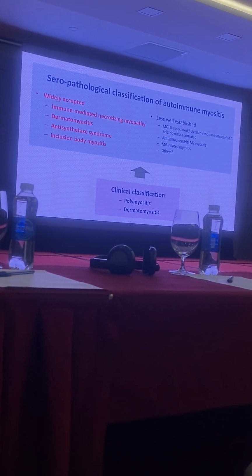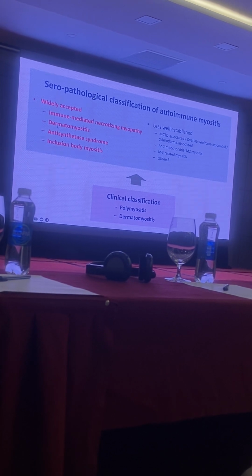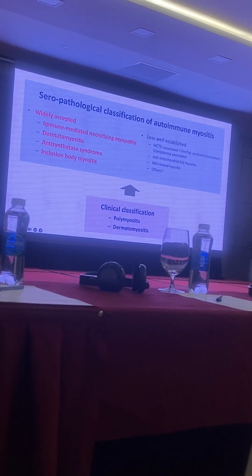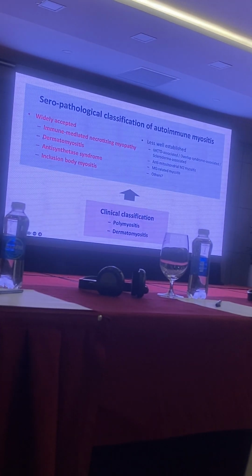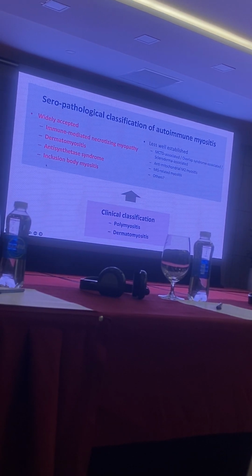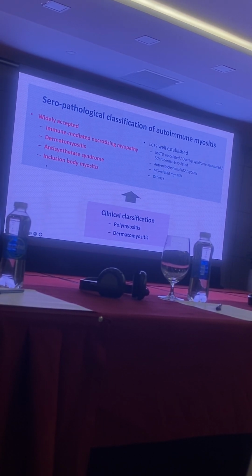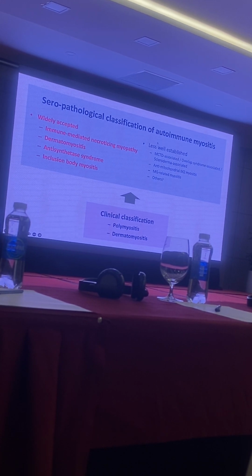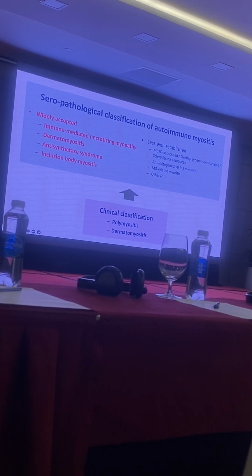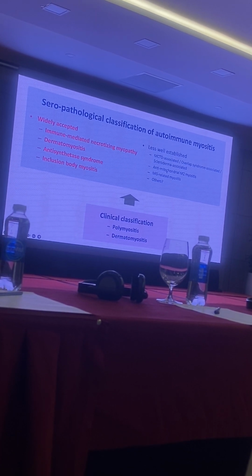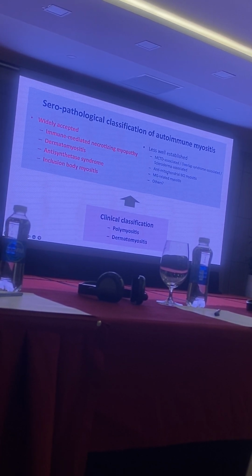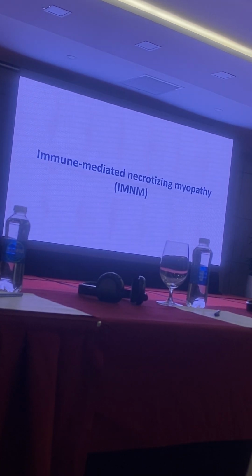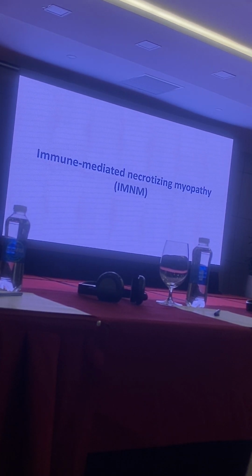And then there are four well-established categories, subtypes: immune-mediated necrotizing myopathy, dermatomyositis, anti-synthetase syndrome, and inclusion body myositis. Now there's no polymyositis anymore. And there are less well-established categories. We are not sure whether they are independent or not. So I will talk about those four subtypes today. So first, immune-mediated necrotizing myopathy.